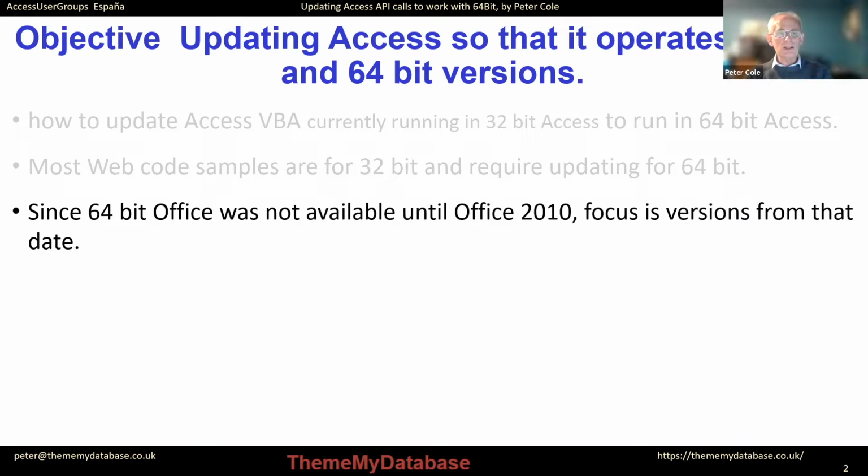So, as 64-bit Office was not available in 2010, my focus is obviously from that version onwards. So I won't be dealing with anything prior to 2010. So no hash VBA7s in the code that I'll be talking about.